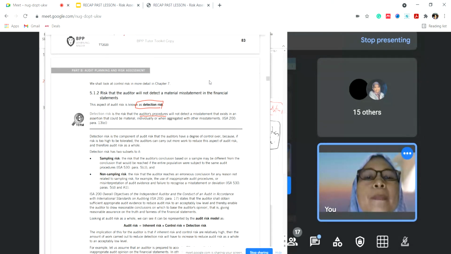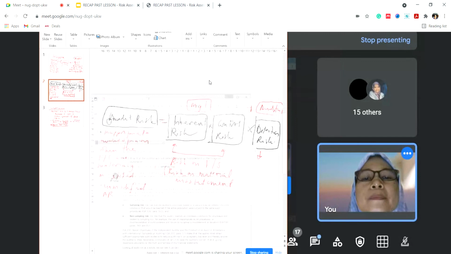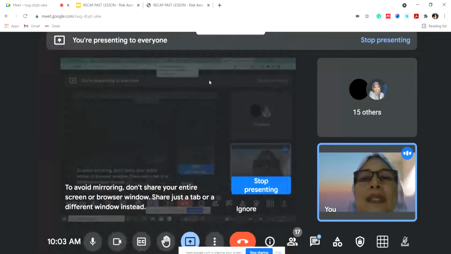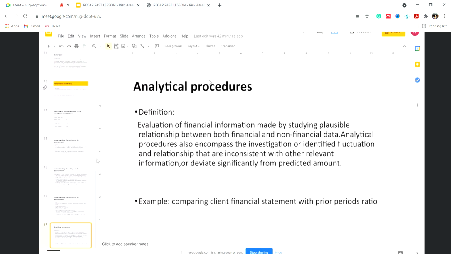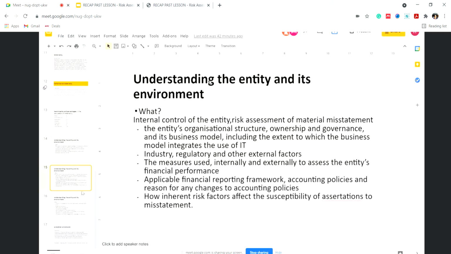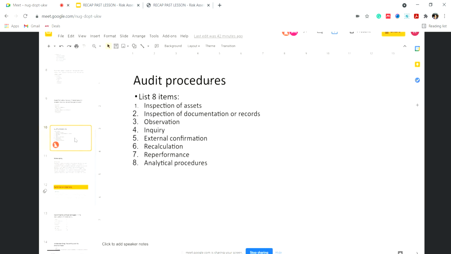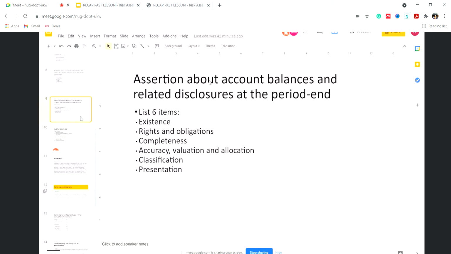The 8 audit procedures that you have listed just now. Where did you put it? Okay, this one. You have inspection of asset, inspection of documentation, observation, inquiry, external confirmation, recalculation, reperformance, and analytical procedure. So these are the 8 audit procedures chosen by the auditor to perform the audit test, in order to achieve the account balance objective or transaction objective.